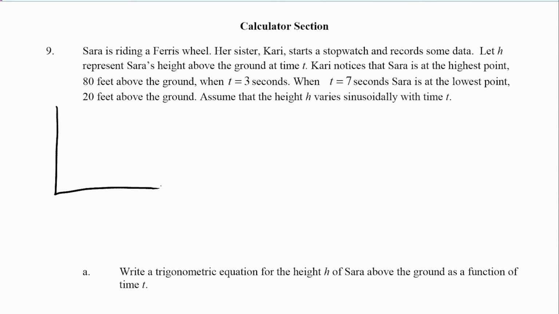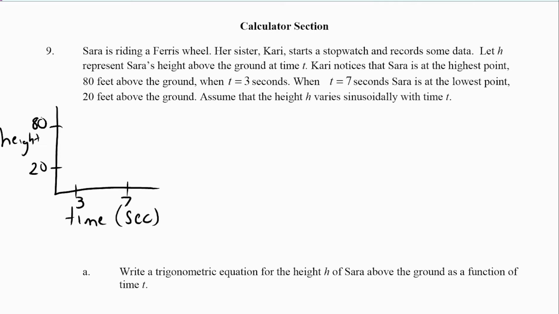Since this is the Ferris wheel problem, I'm going to organize the x values. That usually refers to the time, and it's going to refer to the time in this example. It's going to be seconds. The lowest value here is 3, the highest value is 7. And then over here, this is going to be the height for the y value. Now the heights here are going to be 20 and also 80.